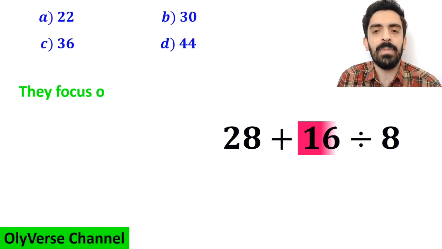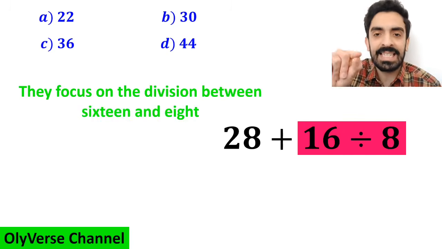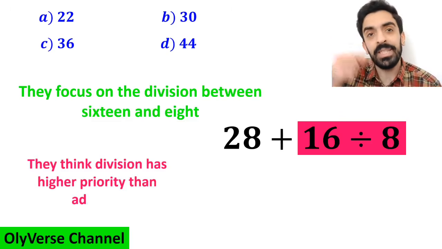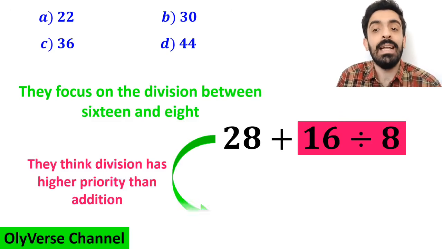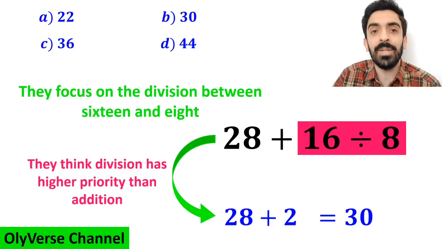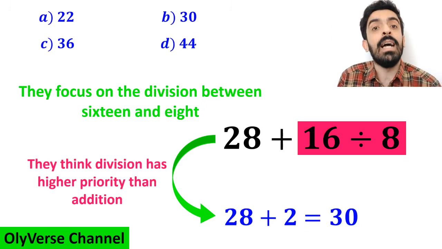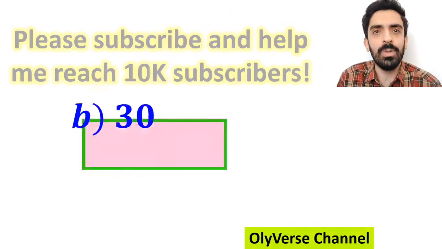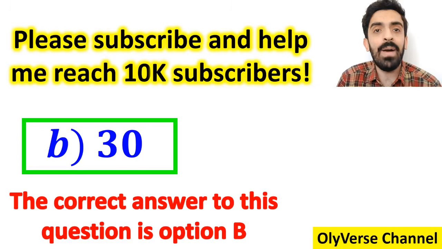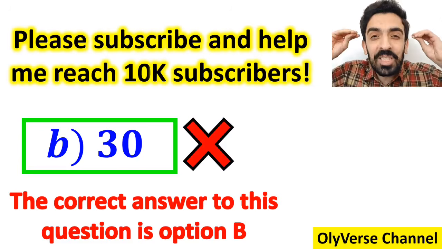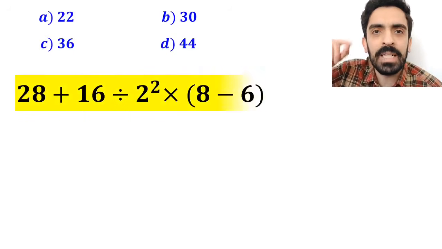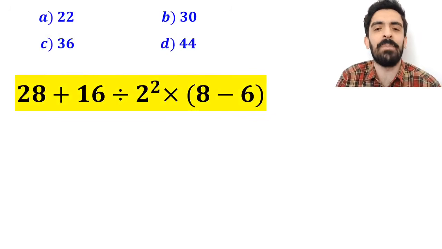And the final step, they focus on the division between 16 and 8 because they think division has higher priority than addition. And they replace this expression with 28 plus 2, which finally gives them the answer 30. And immediately, they conclude that the correct answer to this question is option B. However, this answer is absolutely wrong. Alright, now let me walk you through step by step how to solve this expression properly.